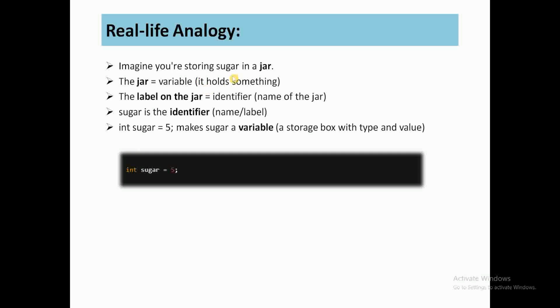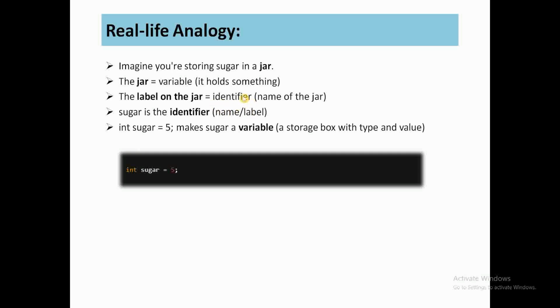Suppose you are storing sugar in a jar. The jar is equal to a variable. It holds something. Like a variable is holding some values, the jar is also holding sugar inside it. And suppose we put some label on the jar, then that is the identifier, the name on the jar.